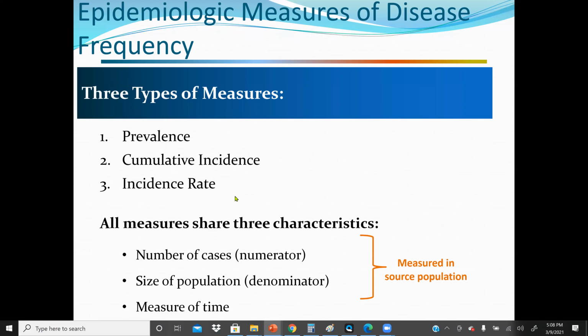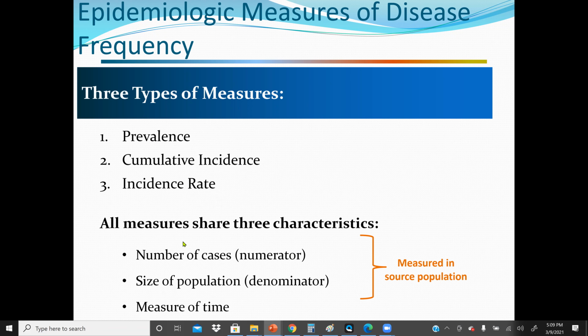incidence rate. So here we start with the three types of measures, which are prevalence, cumulative incidence, and incidence rate. So again, these are three types of measures for diseases. All measures share three characteristics. Always we are going to have the number of cases as the numerator and the size of population as the denominator. This will give us a fraction, which is the prevalence. Then also the measure of time. With the measure of time, that's where we get incidence and incidence rate.